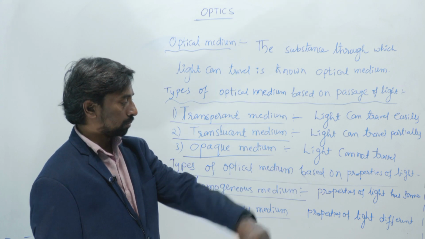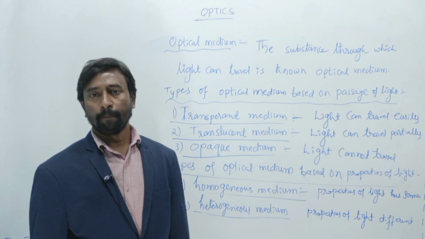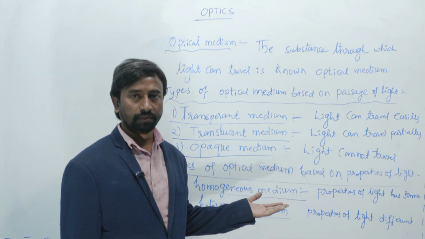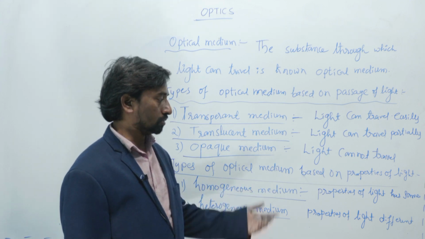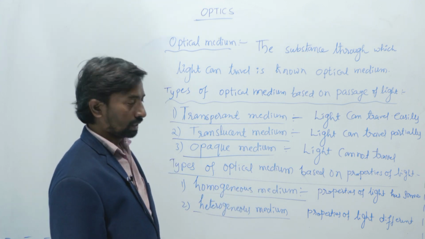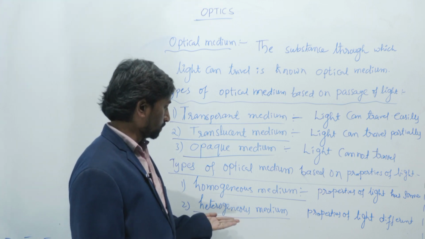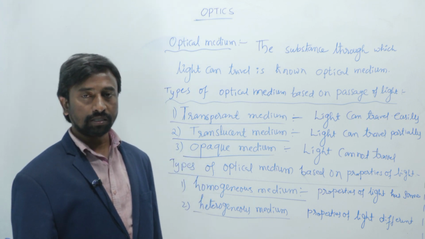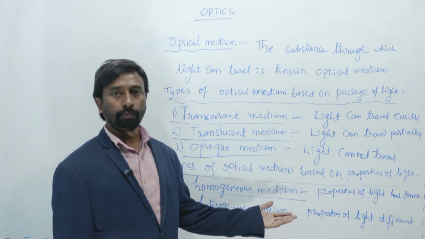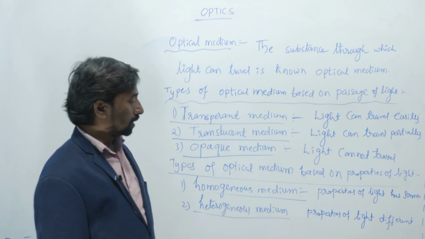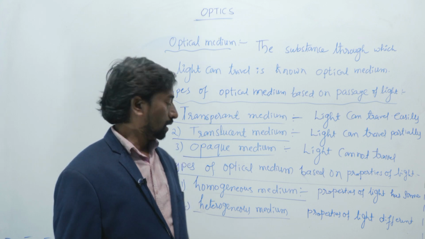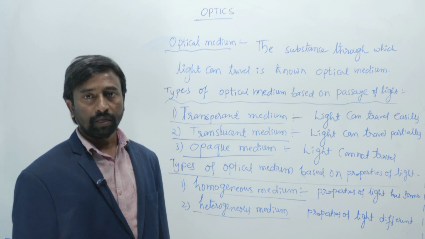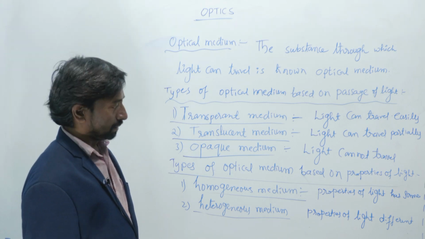Why do they exhibit the same properties? Because the distribution of the substance is uniform, that is, the density of the particles of the medium is uniform, so they exhibit the same properties throughout at every point. And in a heterogeneous medium, the density of the substance is different at different positions, so it exhibits different properties of light. So that is called a heterogeneous medium. This is about the optical medium.